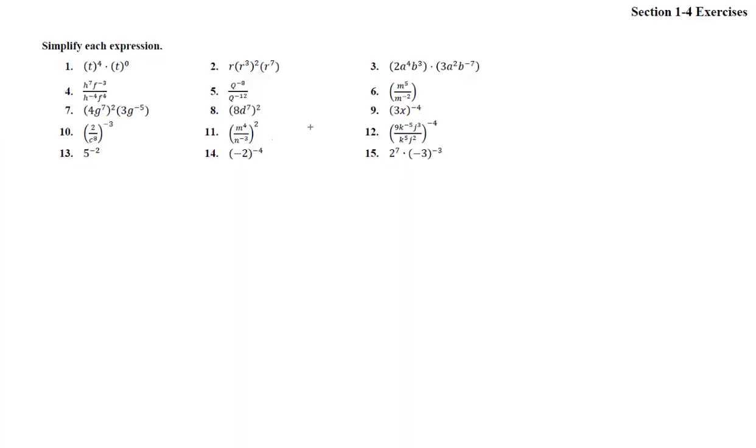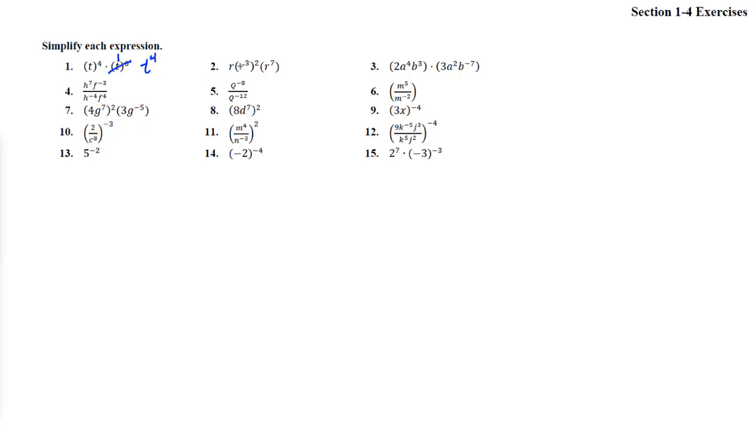Here we are in section 1.4 with exercises numbers 1 through 15 and their solutions. We'll start out with number 1. We're going to simplify using the rules of exponents. Here we have t to the fourth times t to the 0. Anything to the 0 is just a 1. So this is just t to the fourth.